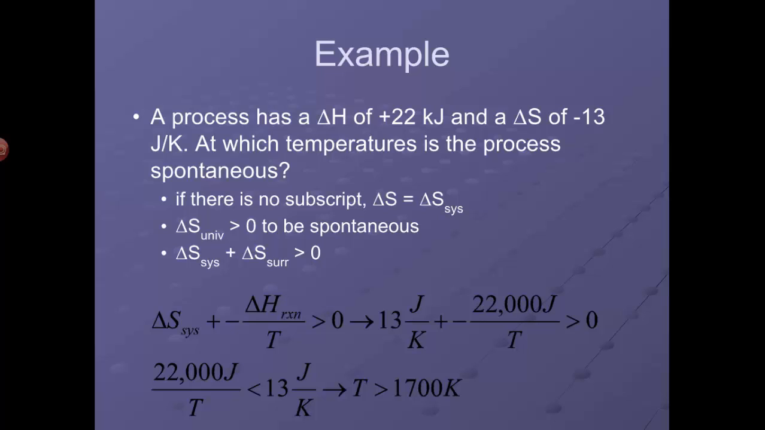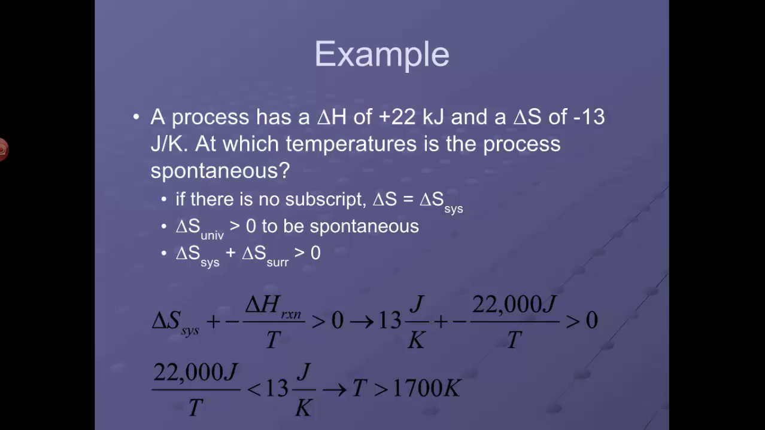We already have an expression for delta S surroundings: negative delta H reaction over T. We plug in our values for delta S of the system and for delta H, making sure that the units match in joules. So we have to convert kilojoules to joules in order to get that to work. And then we solve for T, and it comes out that T must be greater than 1700 Kelvin. In order for this process to be spontaneous, T has to be greater than 1700 kelvins.